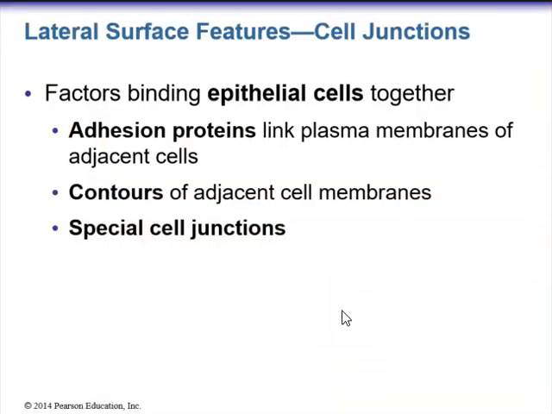Now we're going to get into lateral surface features of cells, specifically cell junctions. We have factors that actually bind the epithelial cells together. We have adhesion proteins, which can link plasma membranes of adjacent cells. These kind of form the contours of adjacent cell membranes. And then we have special cell junctions.